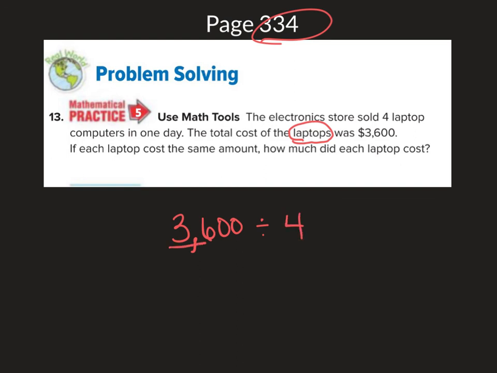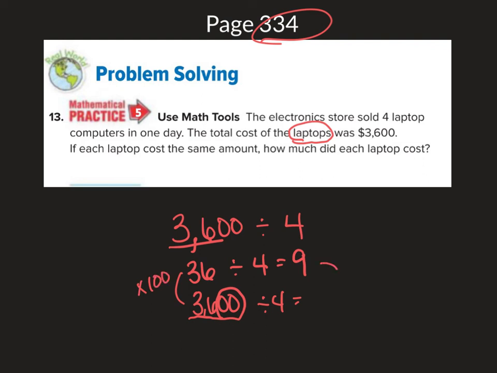Okay, so I'm noticing 36 divided by 4, and that would be 9. So then, if I bump it up and go to 3,600, right, it's 36 with 2 zeros, divided by 4. I bumped it up, I multiplied by 100, multiply my answer by 100. So it should be a 9 with 2 zeros, 900. Each laptop cost $900.